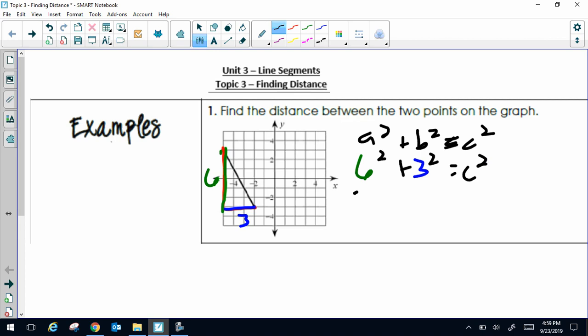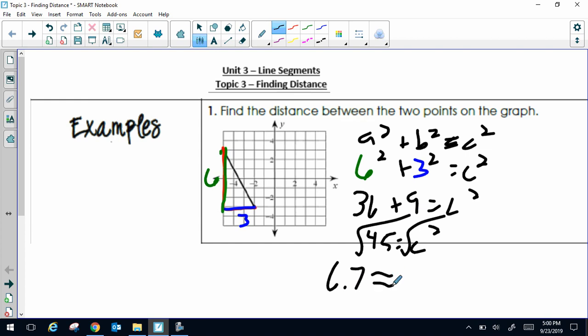All right, so 6 squared gives me 36. 3 squared is 9. We're going to add them together. That gives me 45. And when you get to this point, you've got to take the square root of both sides. When you take the square root of 45, you get 6.7. So that means the distance of that line is 6.7 units long.